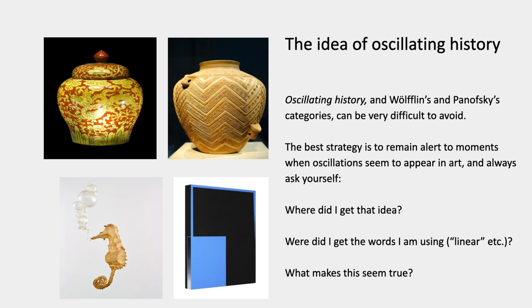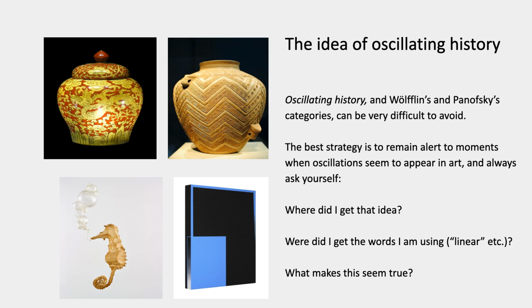I think the best strategy is just to remain alert to them, whenever it appears to you that something is oscillating, or that something is part of a pole and that it might go to its opposite pole. Whenever that seems plausible, you can always ask yourself, where did you get that idea? Did you read it in the textbook, or did it just sort of appear to you? Not that it's more reliable to read it in a textbook, but where did the idea come from? Because it's not the objects themselves that are speaking; it's ideas that we're thinking of in relation to them.